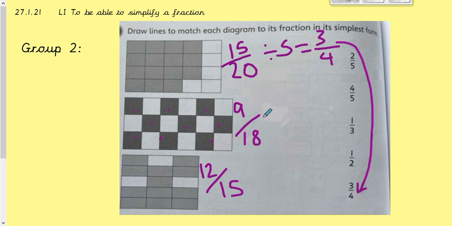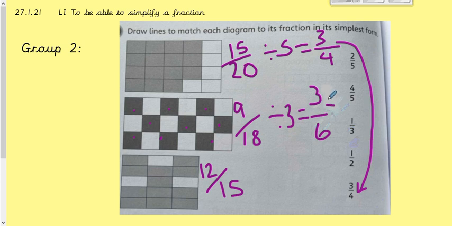9/18. Now again, 9 is an odd number, sorry, so we cannot divide it by 2. We can, however, divide by 3. So 9 divided by 3 is 3. 18 divided by 3 is 6. Now, do we have 3/6? No. So therefore, that means it's not in its simplest form. We need to simplify even further.